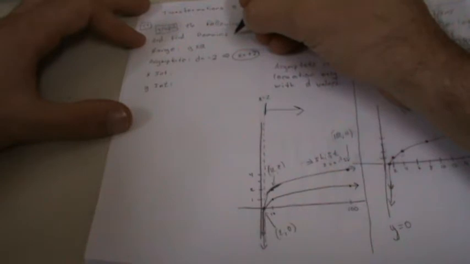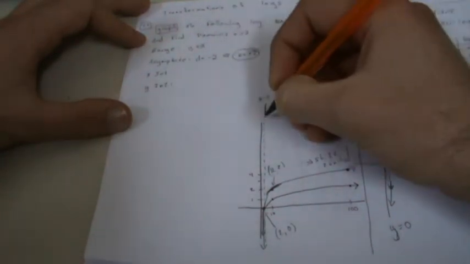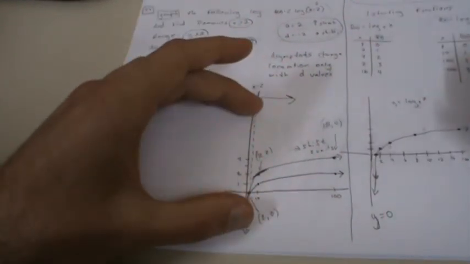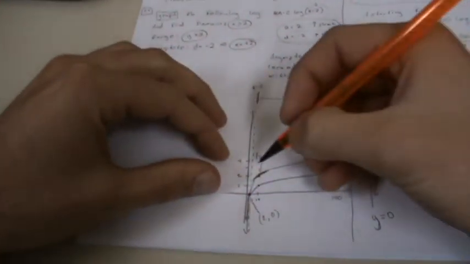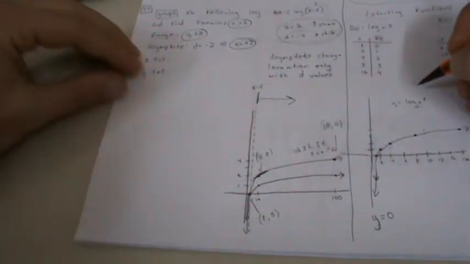And so the domain is x must be greater than, but not equal to 2, because remember 2 is an asymptote, so it's not equal to. So the domain is x is greater than 2. The range is all real numbers, because this graph exists everywhere in the y, because it goes down forever and it goes up forever as well.